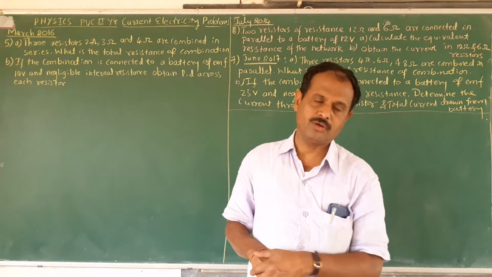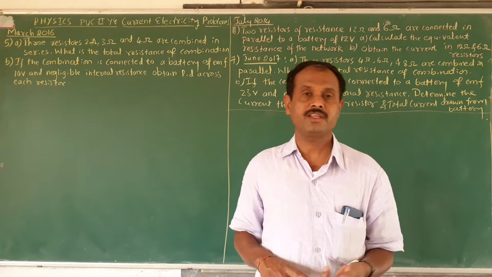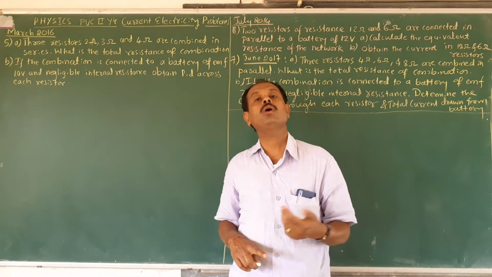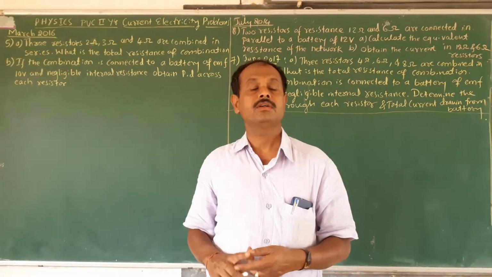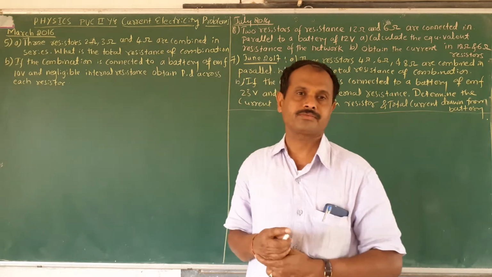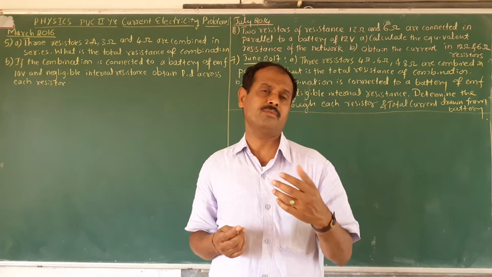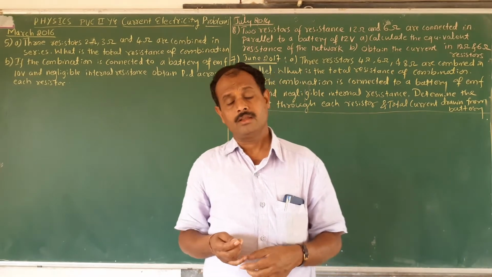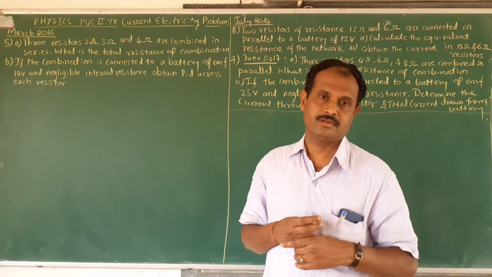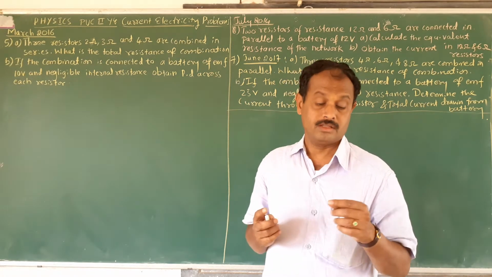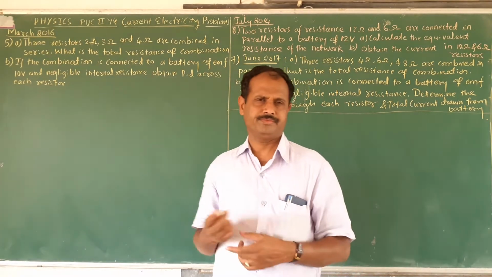Before solving the problems, first you should know about series combination and parallel combination. What is the meaning of series combination of resistors? Two or more resistors connected end to end, by applying a potential difference, is called series combination of resistors. One of the two important points in the series combination is that the current flowing through each resistor is the same, equal to the main current.